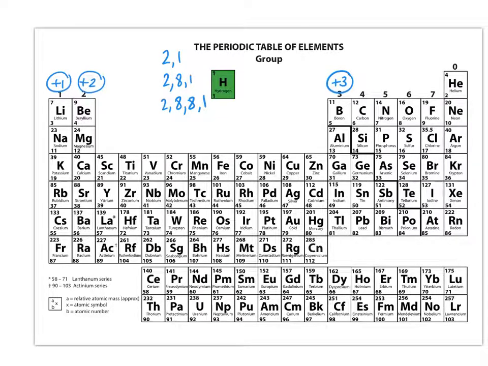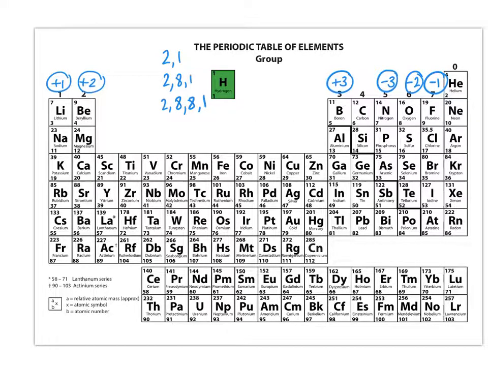Group 5 then, they have 5 electrons in their outer shell, and what that means is to get a full outer shell they want to gain 3 to get up to 8 electrons. So if they gain 3 electrons, the ions that they form will have a charge of minus 3. Group 6 have 6 electrons in their outer shell, and so they gain 2 electrons to form ions with a charge of minus 2. And group 7, they have 7 electrons in their outer shell, and so need to gain 1 electron, so their ions have a charge of minus 1.